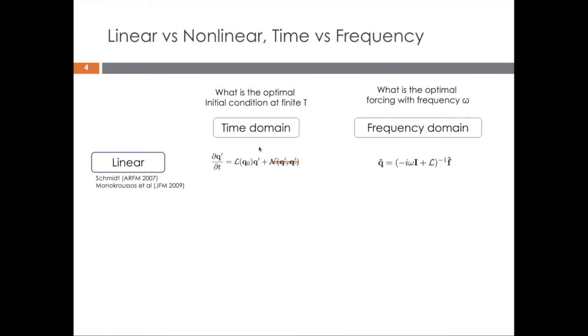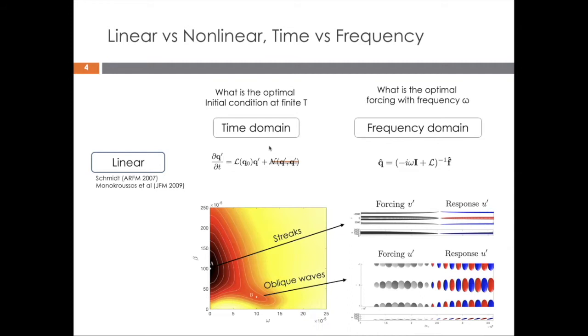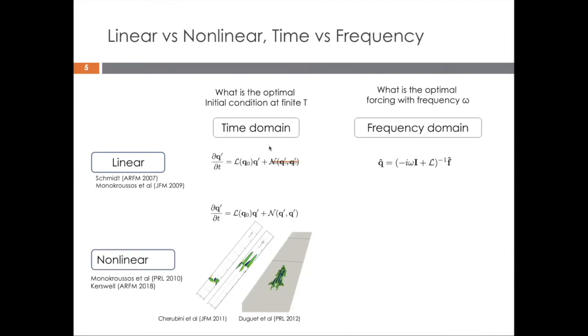So if we want to predict the transition in a boundary layer, which is predominantly nonlinear, we really have to take into account nonlinearity. And the linear part is typically associated with two main mechanisms, as we mentioned earlier, the streaks and the oblique waves. So this is the result of a linear stability analysis, a linear resolvent analysis specifically. And on the right, we see the associated structures with streaks and oblique waves.